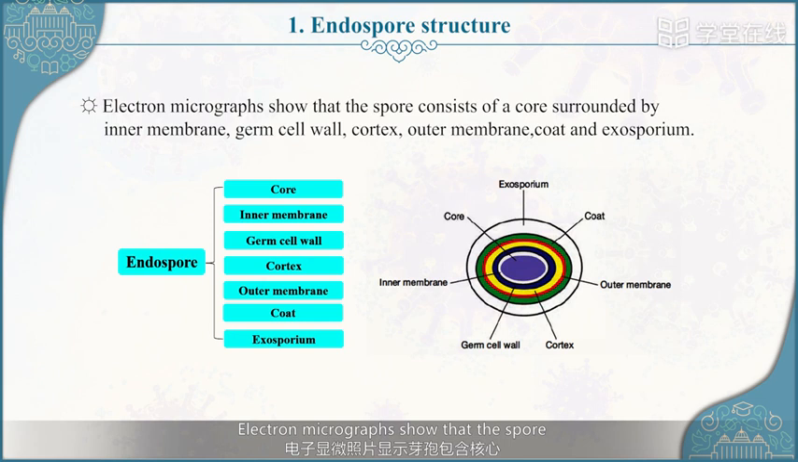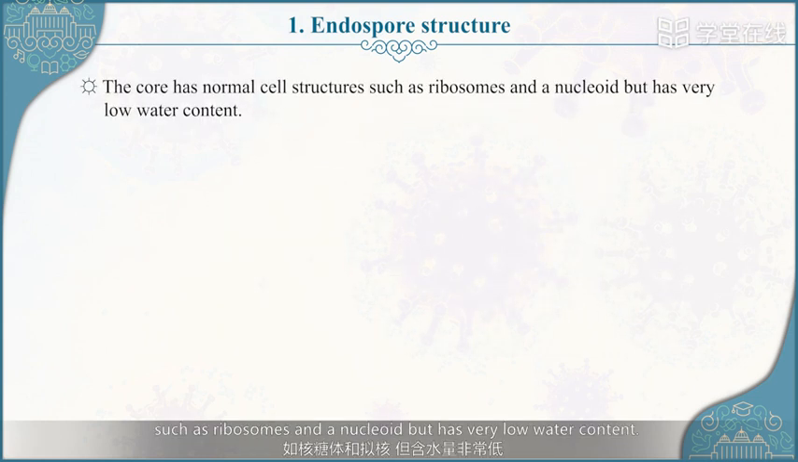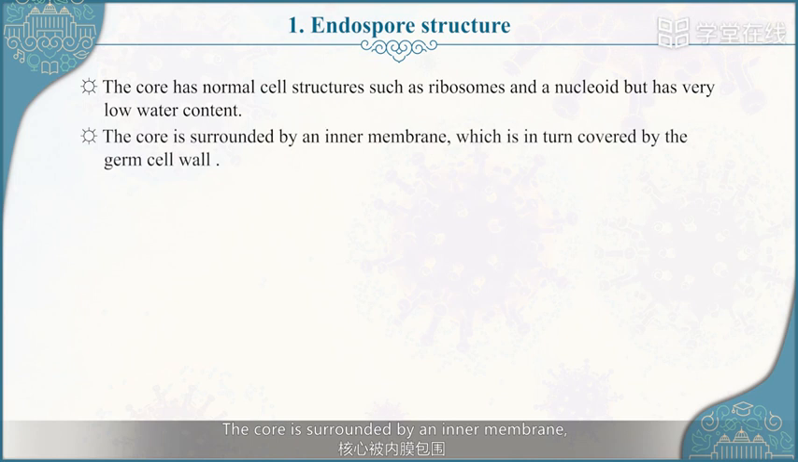Electron micrographs show that the spore consists of a core surrounded by inner membrane, germ cell wall, cortex, outer membrane, coat, and exosporium. The core has normal cell structures such as ribosomes and a nucleoid, but has very low water content. The core is surrounded by an inner membrane which is in turn covered by the germ cell wall.